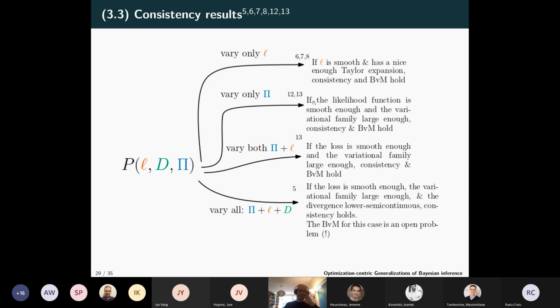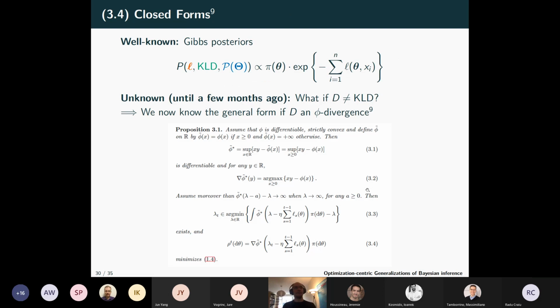If you vary only the space over which you optimize, there's a paper by Badr-Eddine Chérief-Abdellatif and Pierre Alquier that does this. And there's also a concurrent paper by David Blei, where they show that if you consider a variational subset here, then basically the same thing happens if your likelihood function is smooth enough and this set is large enough to contain the normals. Again, you will be asymptotically normal. If you vary both at once, it's basically the same story again. And if you vary the divergence, like I just said, you do get consistency. It's unclear if you get a Bernstein-von Mises theorem.